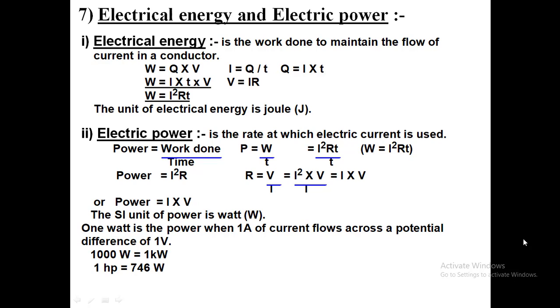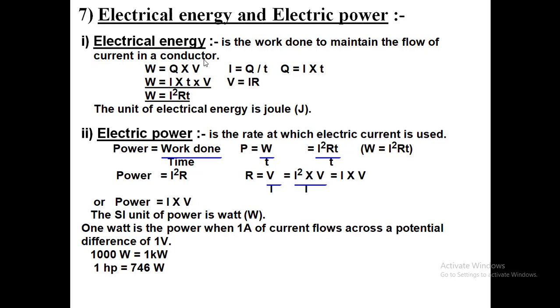Now, how can we define electrical energy? It is the amount of work done to maintain the flow of current in a conductor. Whenever you connect a battery to a conductor, the current starts flowing from one end to the other end of the conductor. In order to move the charge from one end to the other, you have to perform some work. That work done to move the charge will be stored as electrical energy. So simply, energy is nothing but work done.